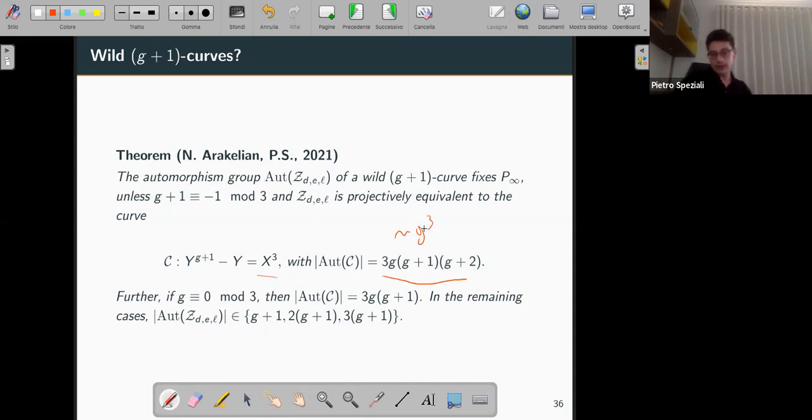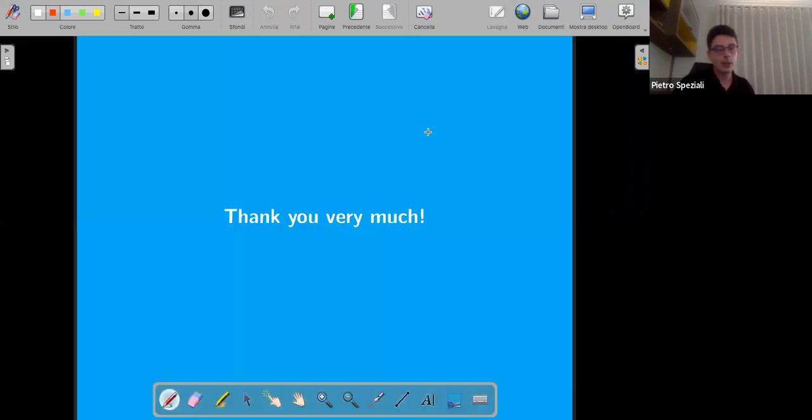One of the things I would really like to see is how many families of curves we have with more than just g cubed automorphisms. So I would like to see that bound taken down. There might be a lot of possibilities still, but this is something we'll be really interested in seeing solved. So that's all for today. Thank you very much for your kind attention.